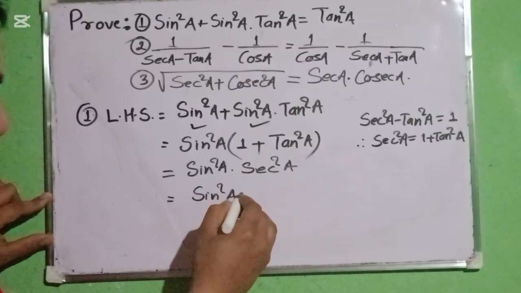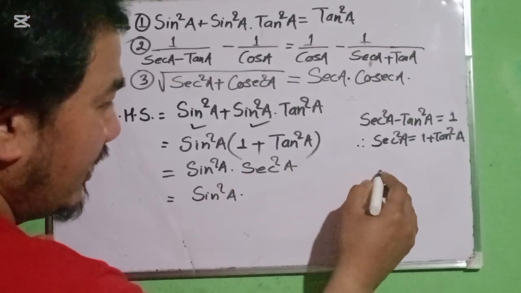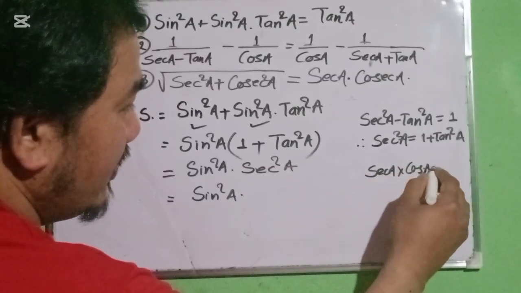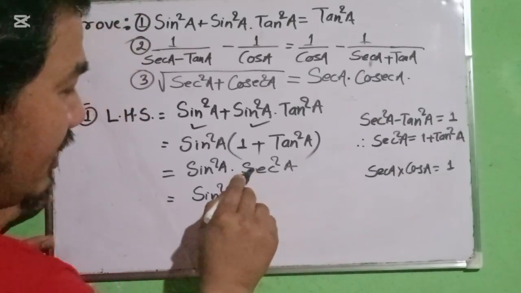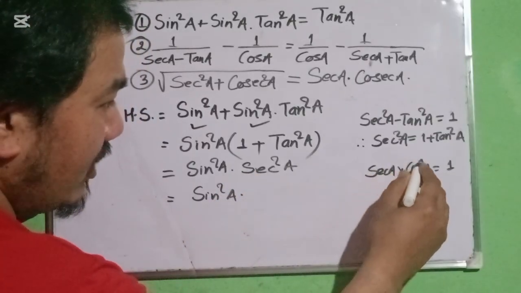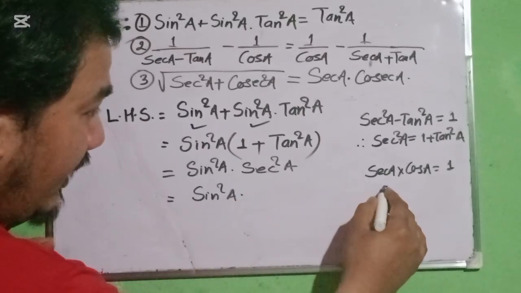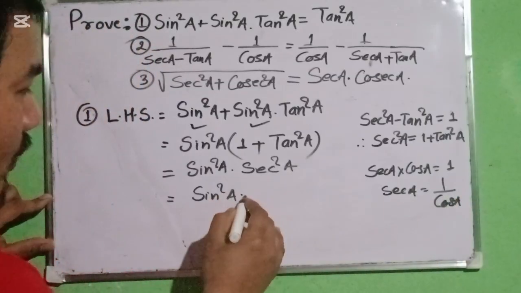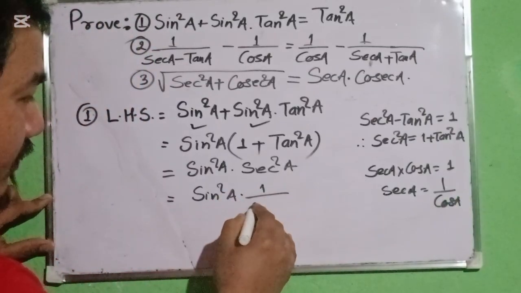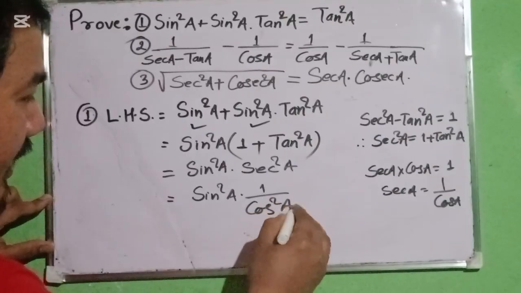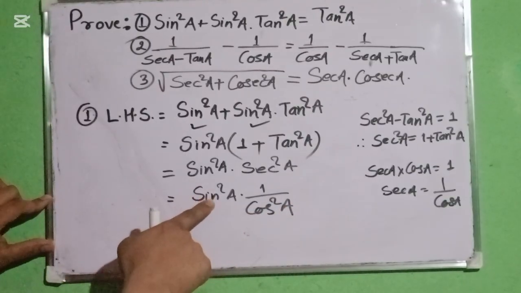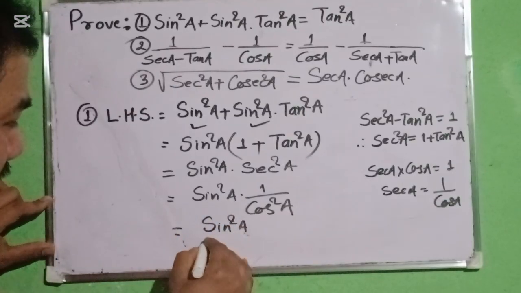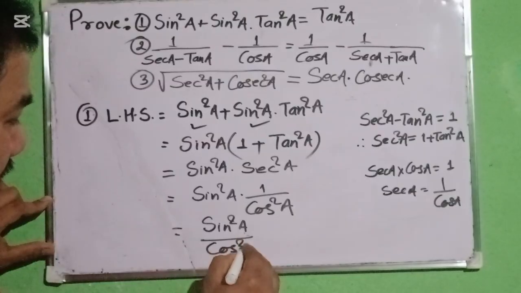Don't open its formula. But we know the reciprocal relation we had there: sec A into cos A equals 1. That's why here is square, and then here also will be square. Sec A means 1 by cos A, so here we can use now 1 by cos square A. Now multiply the sine square A with it, then it will be sine square A by cos square A.